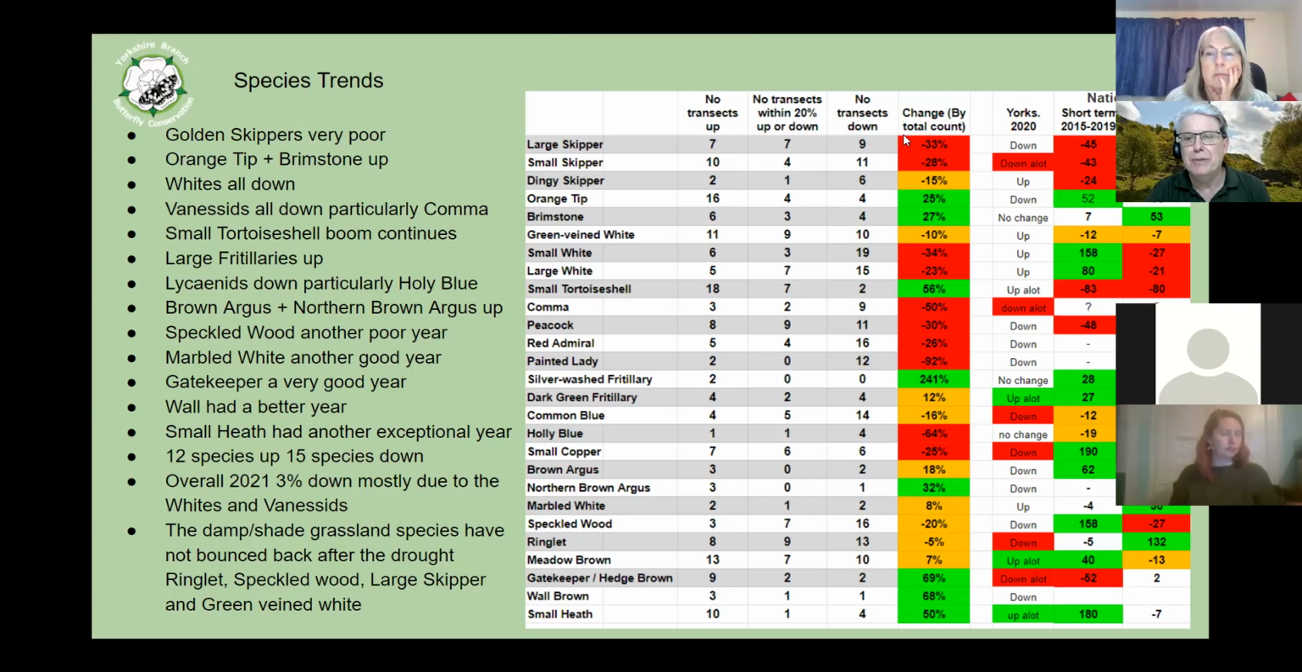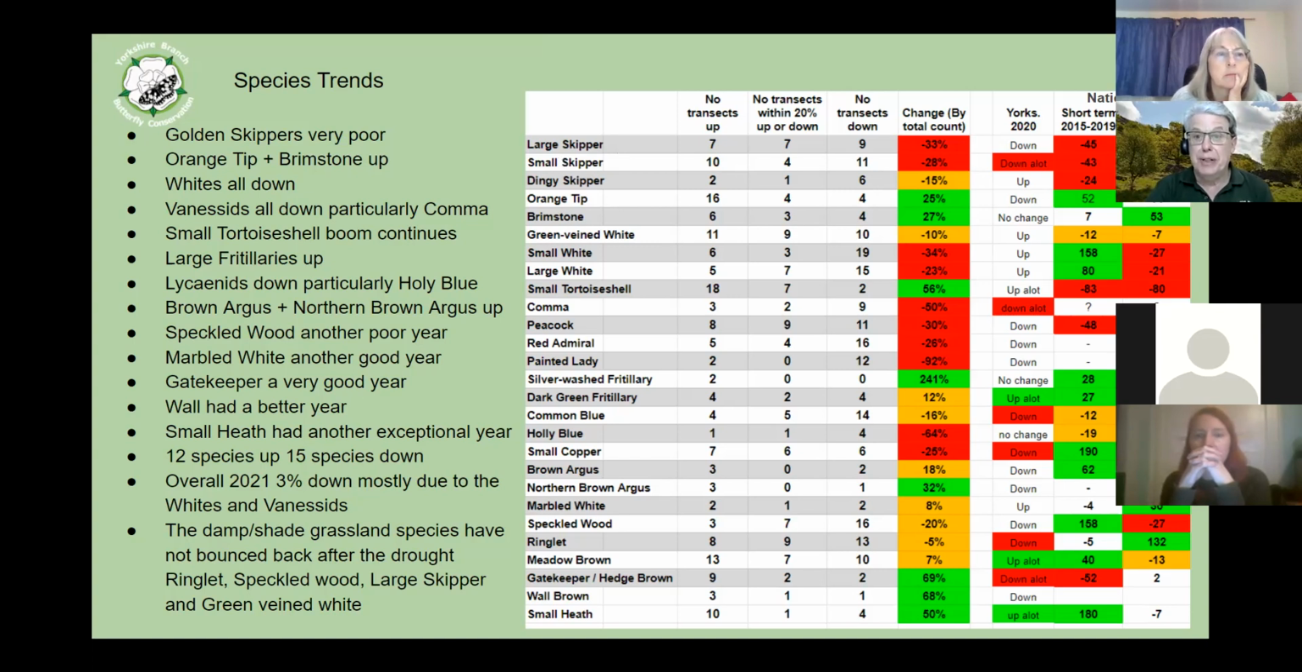So this is the average of all the transects which actually had that species present. Next over, you'll see what happened the previous year. And over here, just to add a little bit of perspective, the national trends. So let's look in a little bit more detail at the skippers. Our golden skippers, as we call them, the large, the small, and the Essex.